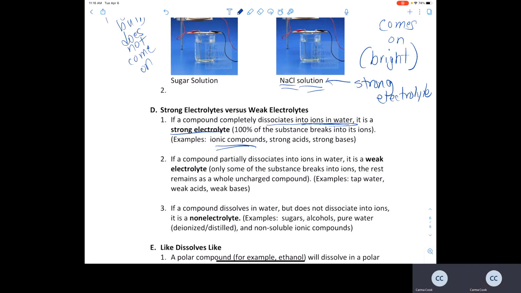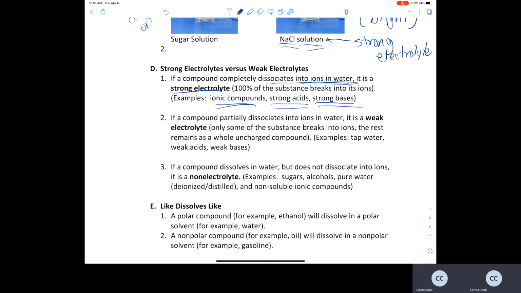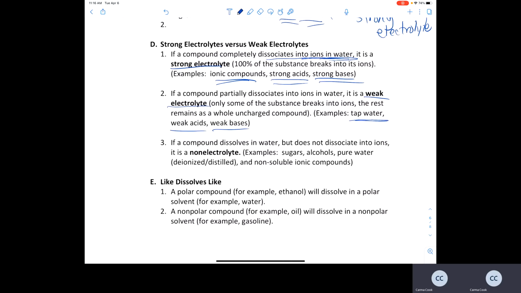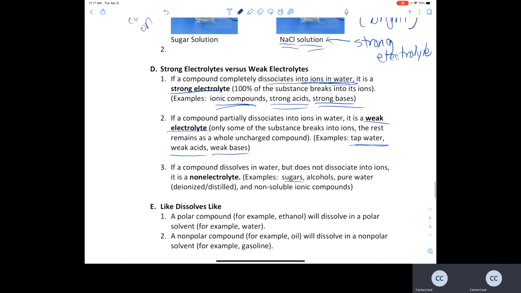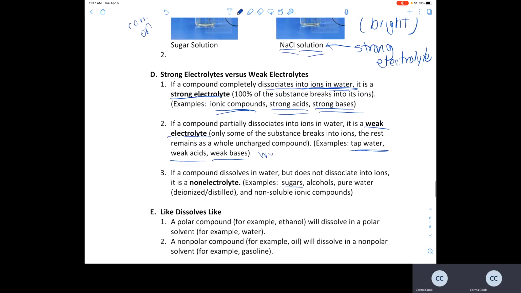In addition to ionic compounds being strong electrolytes, so are strong acids and strong bases. If a compound partially dissociates into ions in water, it's called a weak electrolyte. Weak acids and weak bases, as well as tap water, are considered weak electrolytes. Non-electrolytes do not contain ions at all, and so therefore they cannot conduct an electrical current at all. Weak electrolytes can weakly conduct an electrical current.